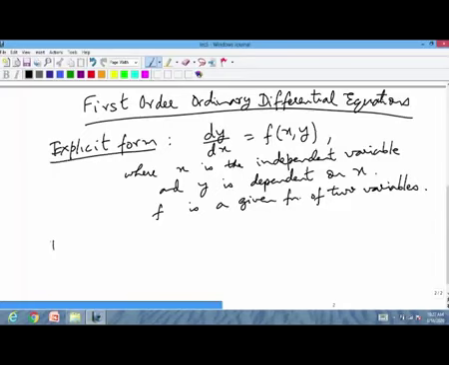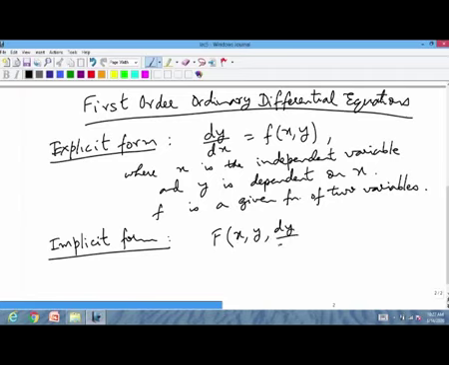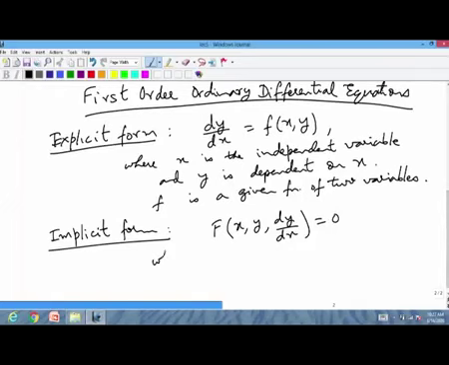Sometimes the equation is given in implicit form. So, in implicit form, a first order ordinary differential equation is any equation of the form some function capital F of x, y and dy dx equal to 0, where F is a given function of three variables.